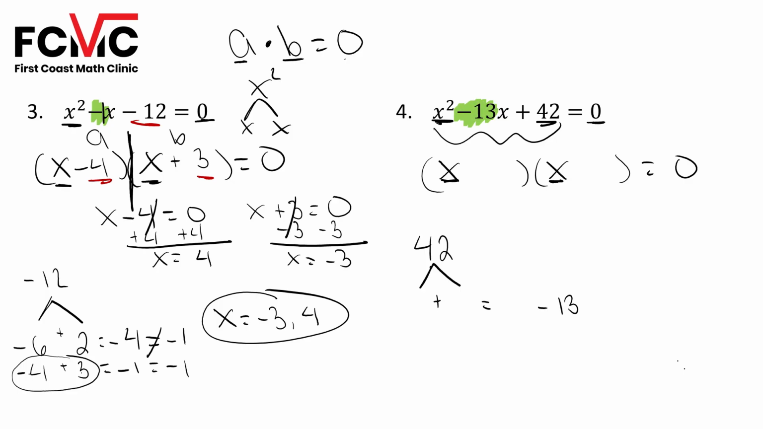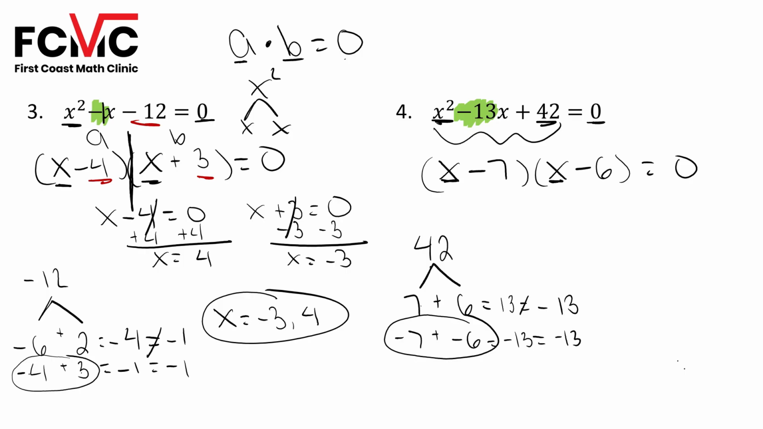So we can think about maybe 7 and 6. If we do 7 times 6, we get 42, positive 42. But 7 plus 6 is positive 13, which is not equal to -13. So what change can we make? Well, if I make them both negative, -7 and -6, I'm still going to get positive 42. If I add those up, I'm going to get -13 equals -13. So my values are going to be -7 and -6.